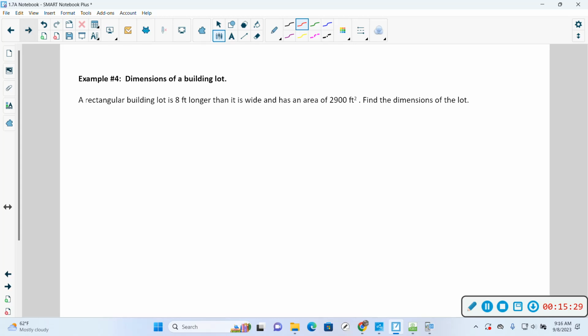Rectangular building lot is 8 feet longer than it is wide. Area 2,900 feet square. Find the dimensions of the lot. Okay, let's draw a rectangle. My artistic skills I was not blessed with. Now, we are trying to find the dimensions. It tells you the building is 8 feet longer than it is wide. So, you know, I like to define my variables. So we're going to try to find the width.